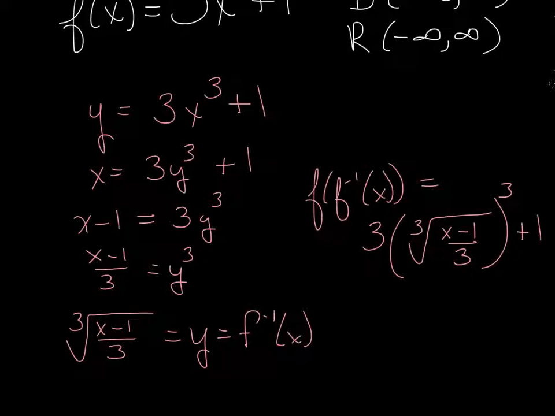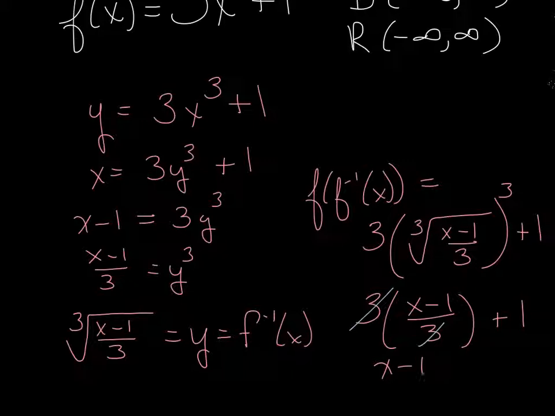Now, what is the cube root of x minus 1 cubed? When I cube a cube root, it just gets rid of the root. Okay? Notice the 3's cancel. And we have x minus 1 plus 1, which is x.